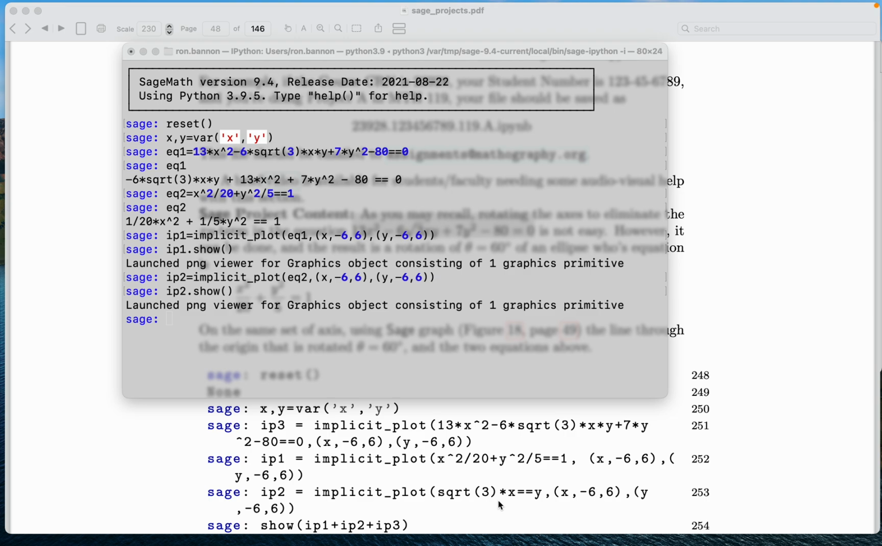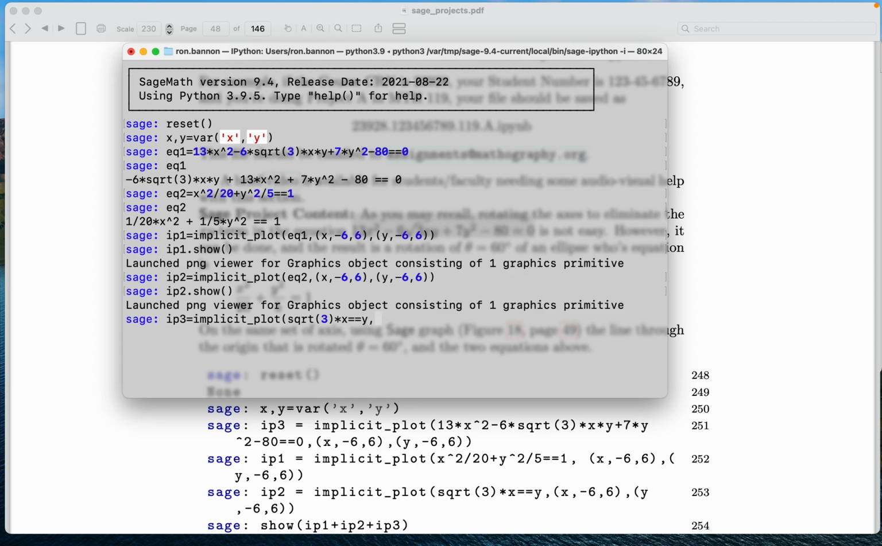Oh, you know what? I'm sorry. I should have spoken about this when I was here. This is actually the rotation, the line of rotation, which is a line that goes through at 60 degrees. I'm going to put that down now. Sorry about that. IP3 is equal to an implicit plot. And again, this is a line of rotation, by the way. Implicit plot, and that implicit plot is square root of 3, SQRT 3, star x is equal to y. That's a line that goes through the origin at a slope of 60 degrees, by the way.